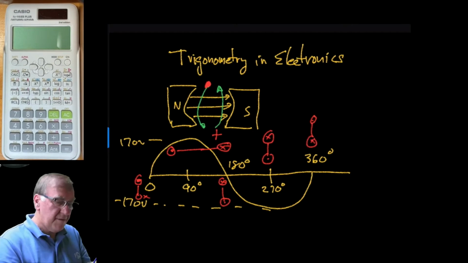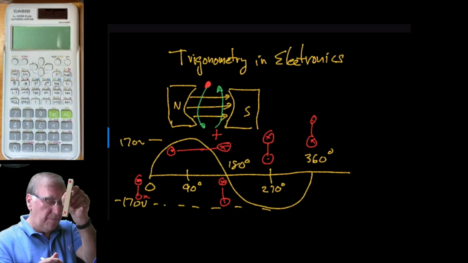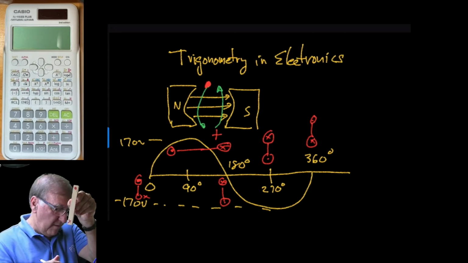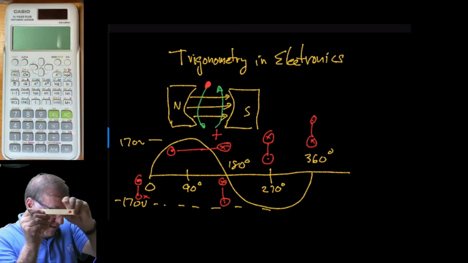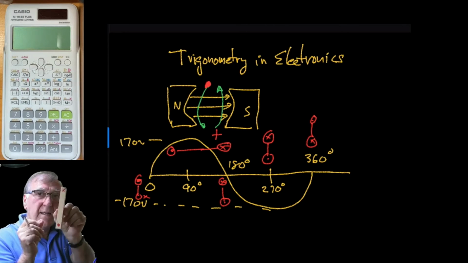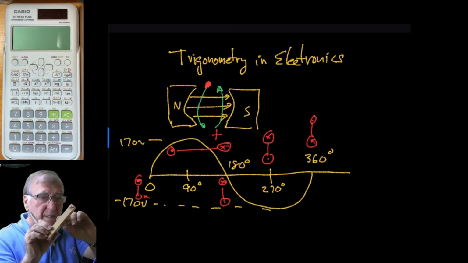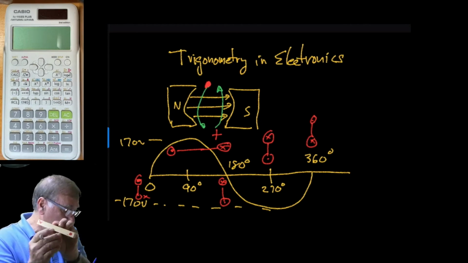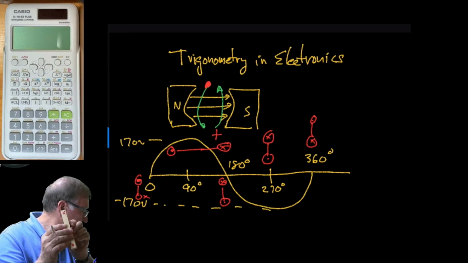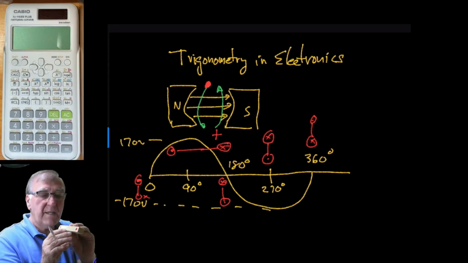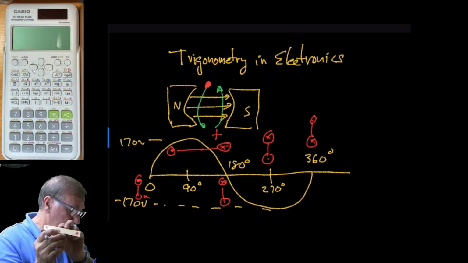So in other words, the dot would be up. That would be 0. At 90, it's this way. At 180, it's this way. At 270, I'm sorry, 180 is X up. 270 is this way. And finally, 360 is back this way.